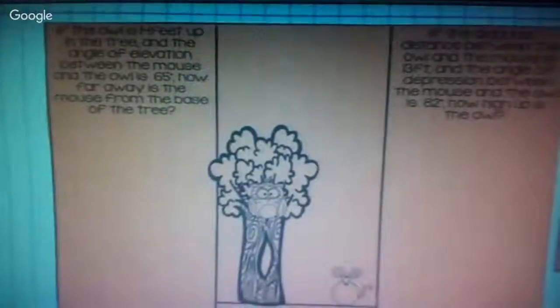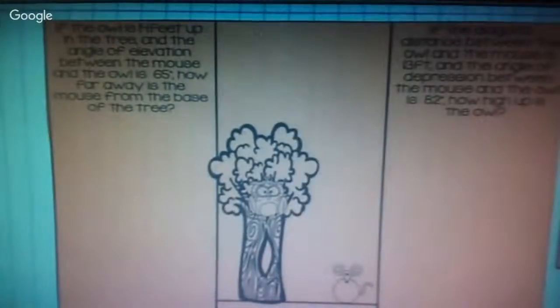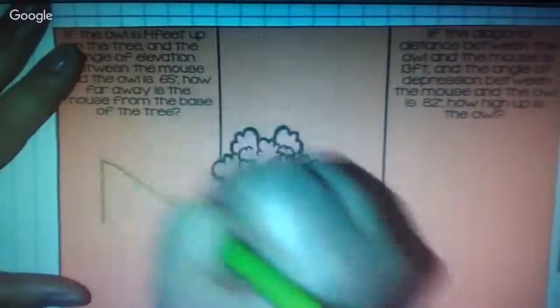Okay. Now we got to talk about an owl in a tree with a mouse. So it says the owl is 14 feet up in the tree. The angle of elevation between the mouse and the owl is 65 degrees. How far away is the mouse from the base of the tree? Elevation. So it's from the floor up. Okay, so it's a regular triangle.